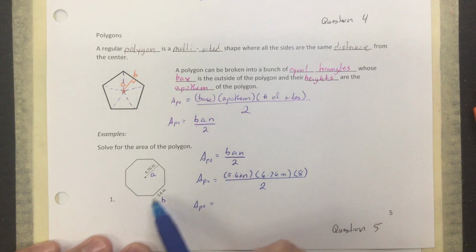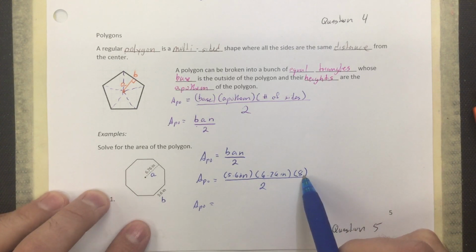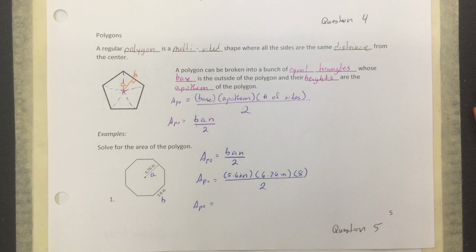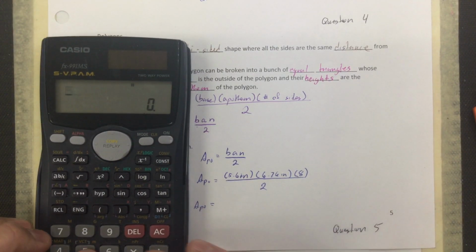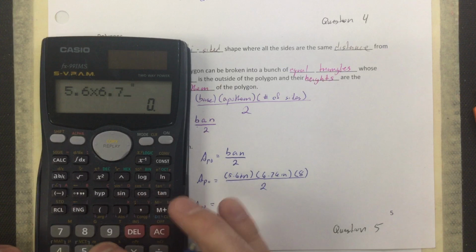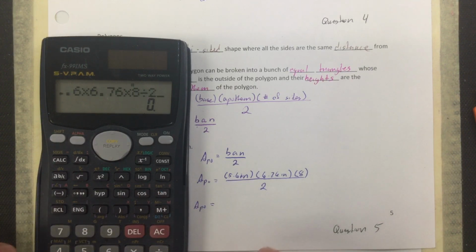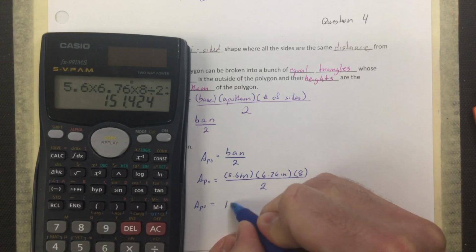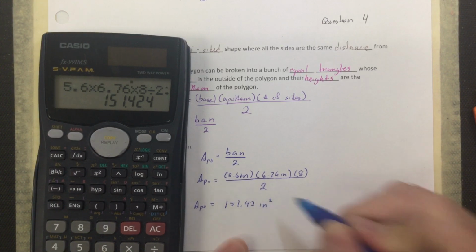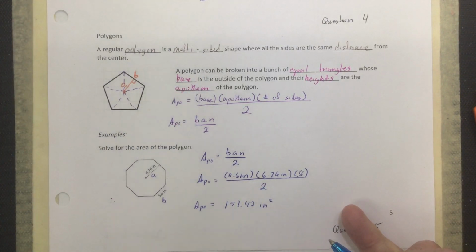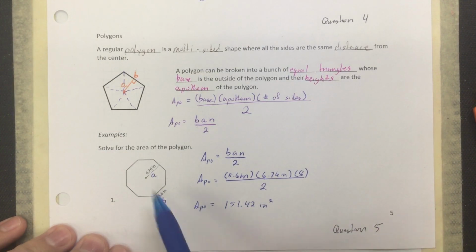So we do the base length times the apothem times the number of sides, and we divide that all by 2. Now again, you can use a calculator as these numbers start to get pretty big. 5.6 times 6.76 times 8. We're going to divide that all by 2. And the area of this is 151.42 inches squared. So that's how we can find the area of a polygon.